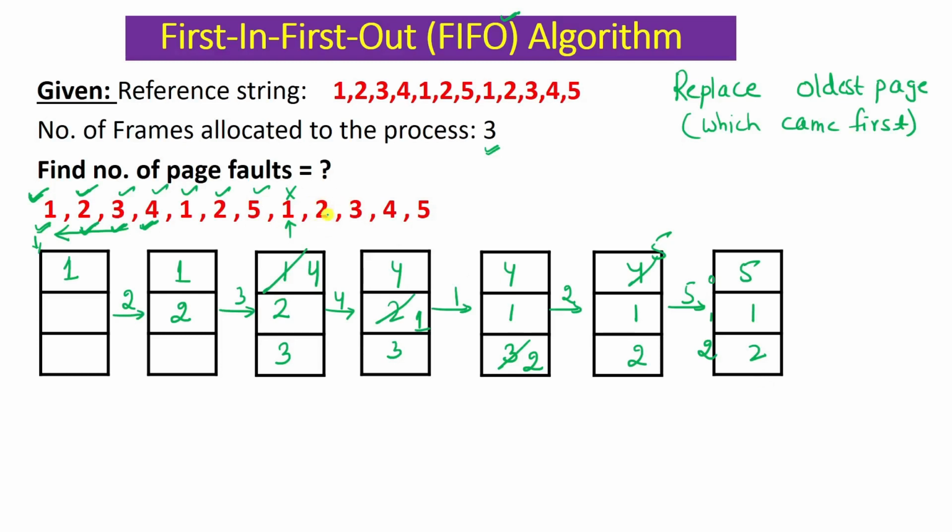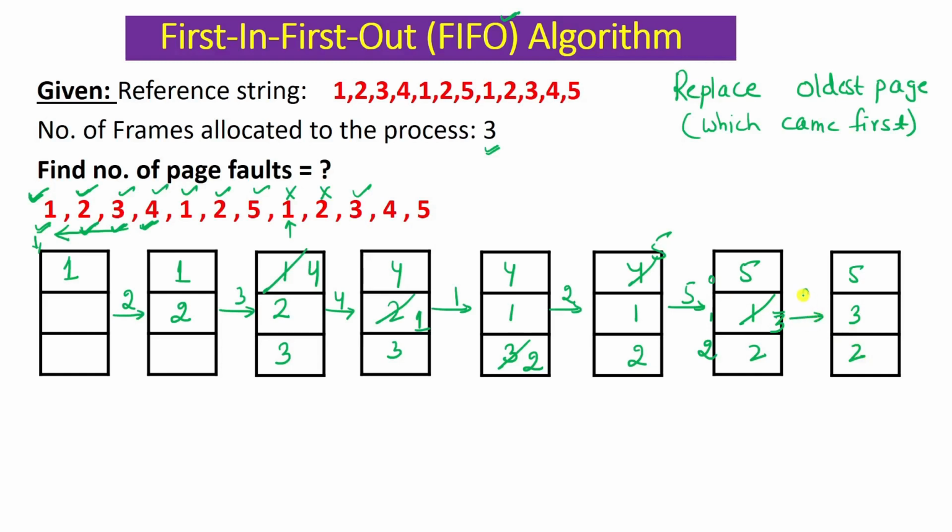Now let's check for the page number 2. Page number 2 is already inside the main memory, so no page fault is generated. We have a page hit. Now let's check for the page number 3. Page number 3 is not present here, so it will generate a page fault. The FIFO algorithm will select a victim page. Which page should be selected? 1 should be selected because this is the oldest out of 5, 1, 2. So here I should keep this 3. So it is 5, 3, 2.